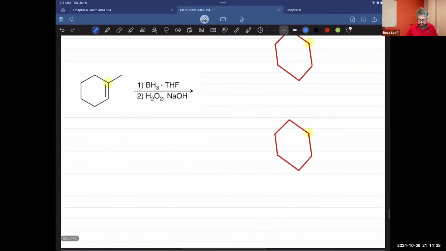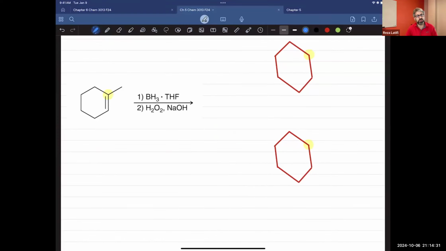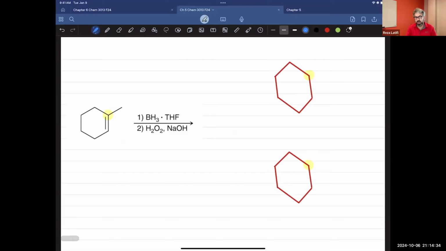In this case, we have a double bond, and there is a methyl also attached to the double bond. We can have H and OH added to the double bond, where the H will be added to the carbon with more substituents. The question is which carbon? This carbon is a tertiary carbon, and here is a secondary. Remember, this carbon already has one H. Now when you add the two groups, you will add them from one side, either up or down.